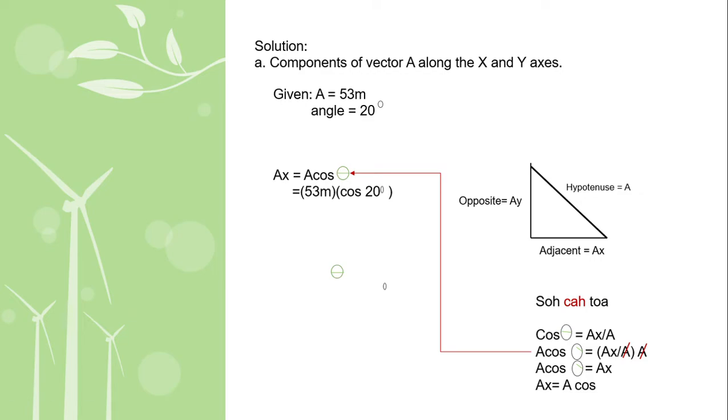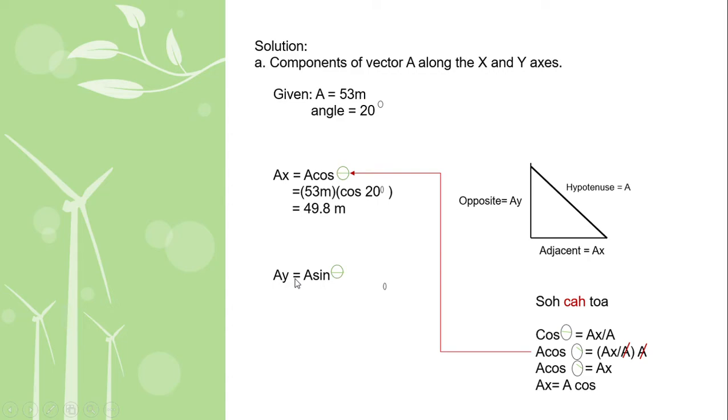Now, using this equation, let's put the values. A is equal to 53 meters, cosine, copy the function, and the angle 20 degrees. Our Ax, or the component of the vector A along the x-axis, is now 49.8 meters. So the same with the component along the y-axis, but in this case we have to use SOH, or sine, opposite over hypotenuse. So just like how we do these expressions here, to solve for Ay, we have to do the same. Ay is equal to A sine theta.